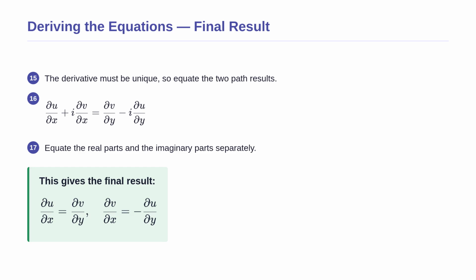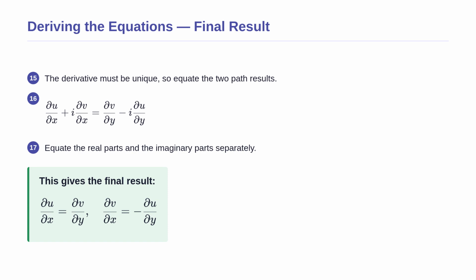We now have two different expressions for the exact same derivative. Because we assume the function is differentiable, the derivative must be a single unique value. Therefore, the result from our horizontal path must perfectly equal the result from our vertical path. We set these two expressions equal to each other. This is the crucial moment of the derivation.